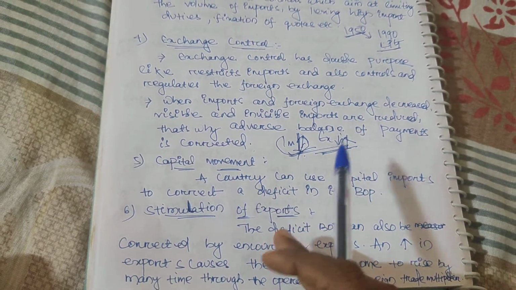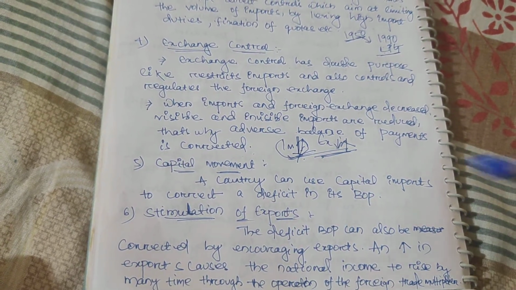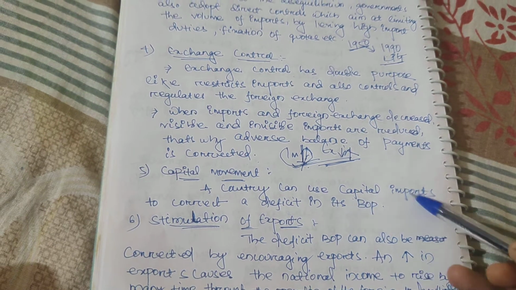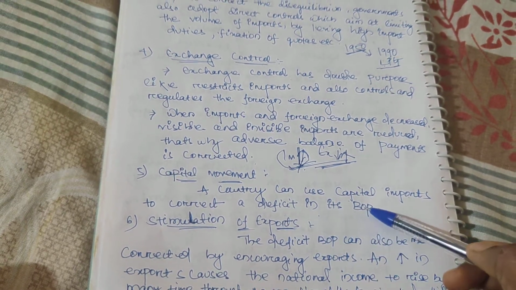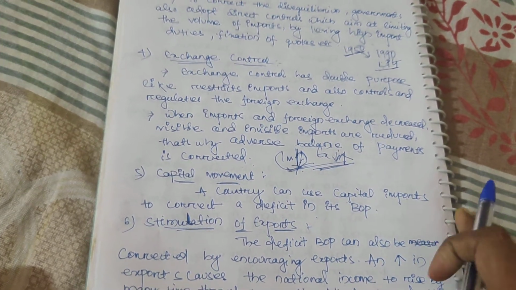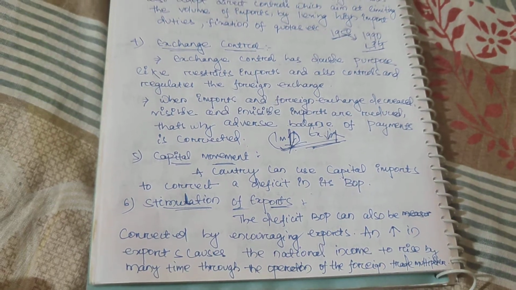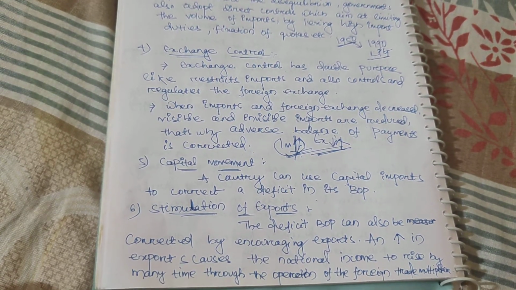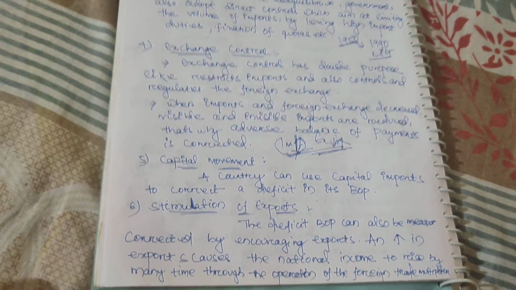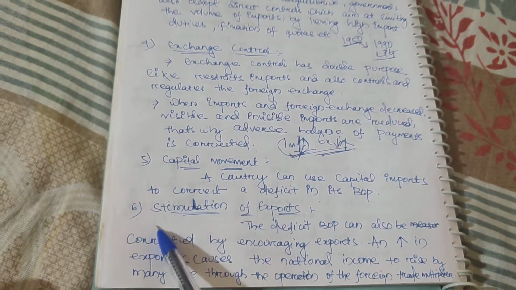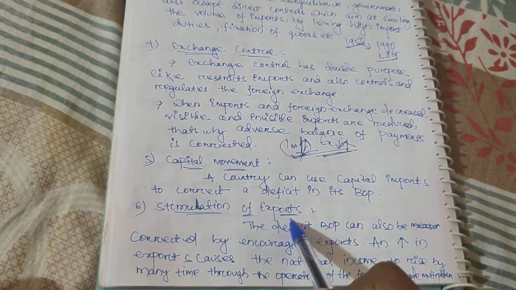Now we'll come to the fifth point. It is the capital movement adjustment. In capital movement, a country can use capital imports to correct a deficit in its balance of payment from another country, but I don't think it's a very easy way, but it's a way any country can do. Then the sixth point, stimulation of exports.